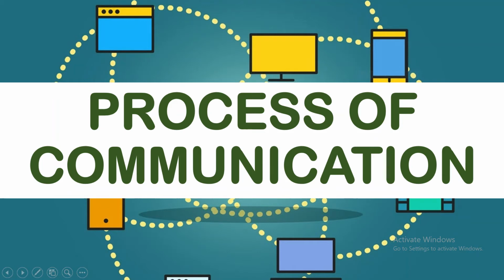Module 1, Lesson 2, Process of Communication. Communication occurs when the message is imparted and received. At the minimum, two persons are involved in the process, the one who delivers the message and the one who receives and understands the message.